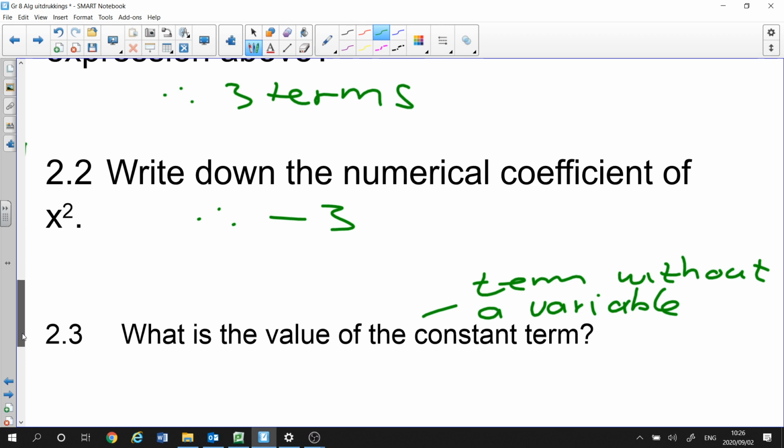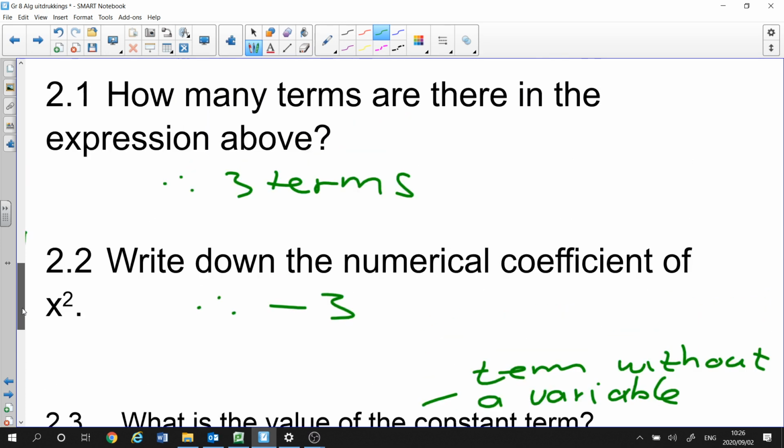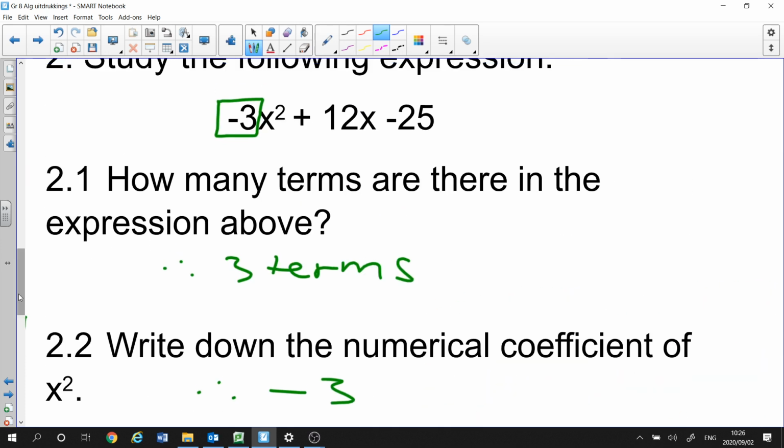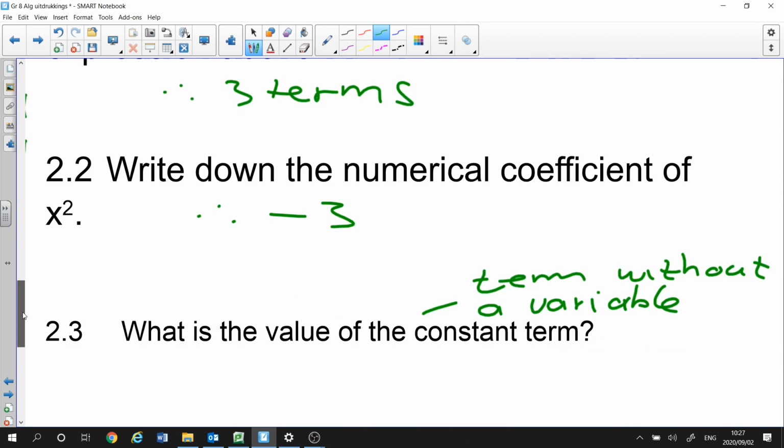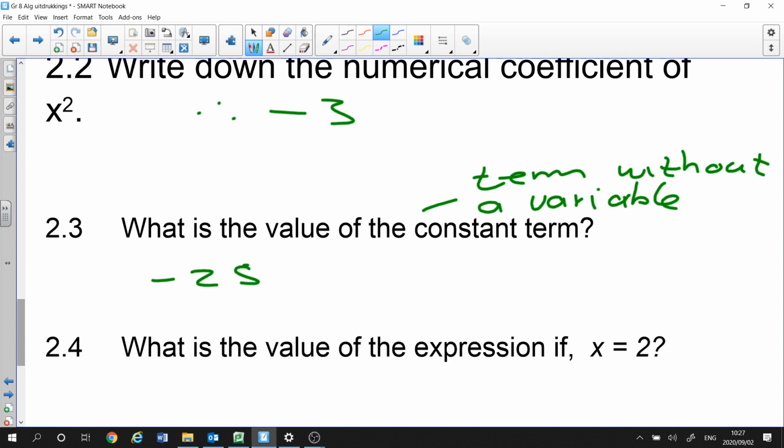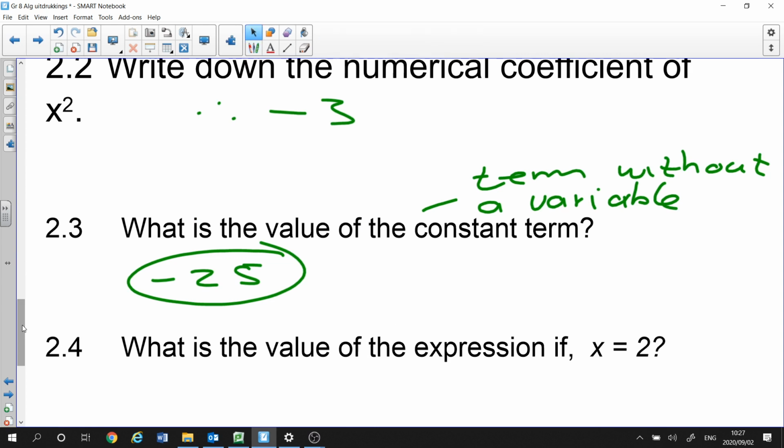Now, what is a constant term? It's a term without a variable. Now, if we look at our expression above, negative 25 is my constant. Why? Because it's a term without a variable. Therefore, negative 25 is my constant. Now if you look at the last question, they ask, what is the value of the expression if x is equal to 2?